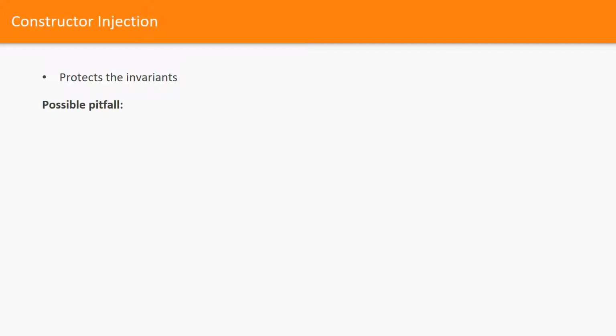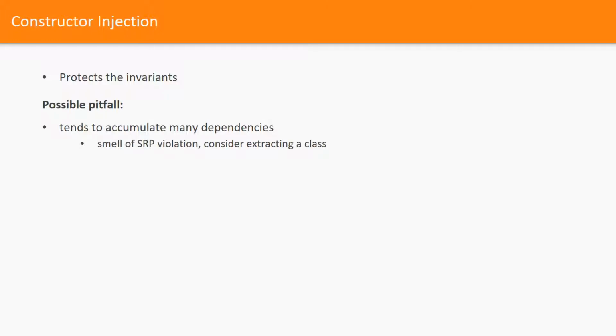However, you should be aware of the following possible pitfalls. In large systems, constructor injection tends to accumulate many dependencies. You may see more than 3 dependencies requested via a constructor. However, this is not the drawback of the constructor injection itself. Most likely, this is a smell of violating the SRP, or single responsibility principle. In case a constructor requires more than 3 or 4 dependencies to be passed in, consider the possibility to extract some of the responsibilities into separate classes.